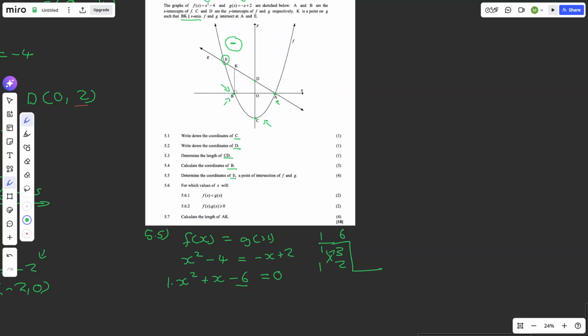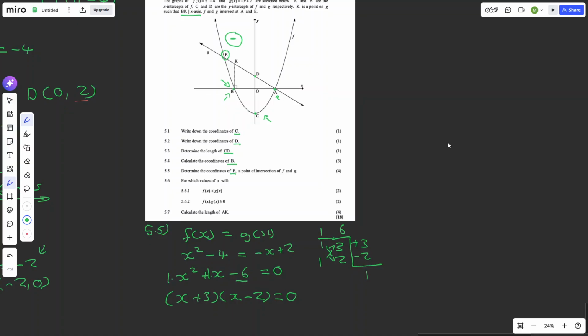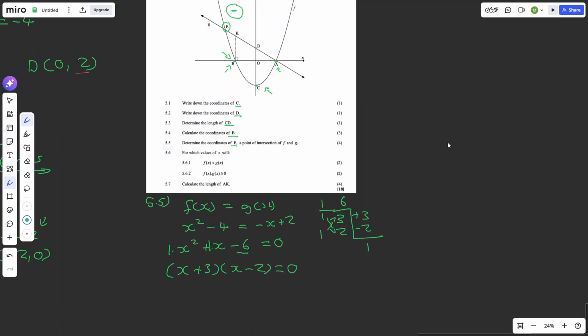Why? Because when we cross multiply, this coefficient in the middle, we put it here. We assign a positive to the 3 and negative to the 2. So this helps us find the factors. Our factors here will be x plus 3 multiplied by x minus 2, and that is equal to 0. So now we can solve for x: x is equal to minus 3 or x is equal to 2.